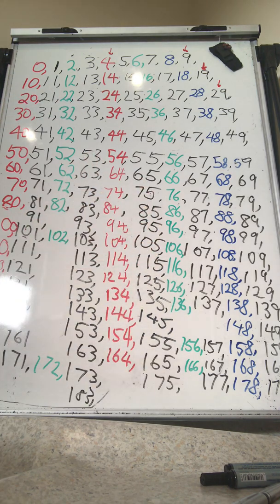So 5 times 6 is 30, yeah? What's 6 times 5? 6 times 5. 30. Yeah. Do you remember what it was? You did it just before.